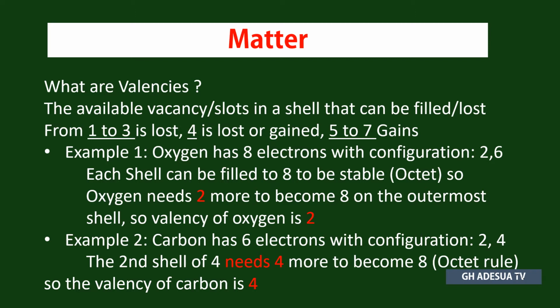So oxygen having 2 and then 6, the outermost shell is 6. So oxygen needs 2 more to become 8 on the outermost shell. So the valency of oxygen is therefore 2.